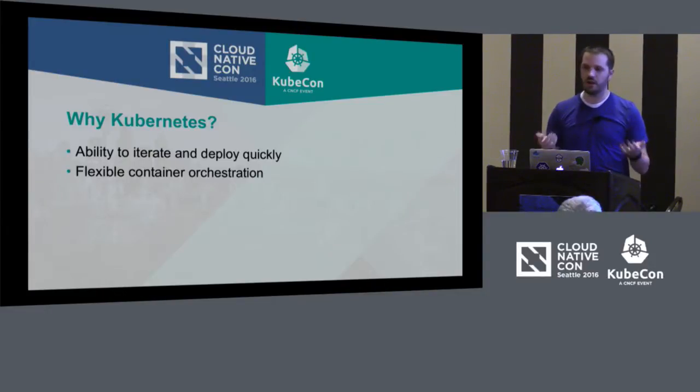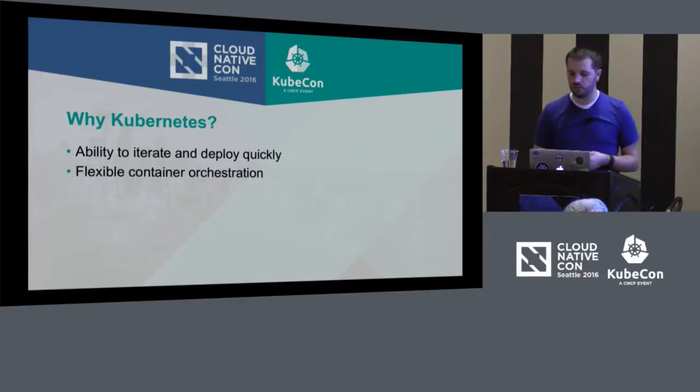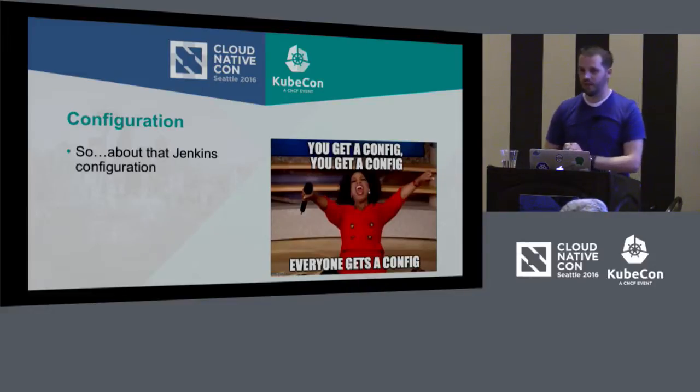When I talk about fast spin-up speeds here, I'm talking like we can spin up Cassandra or Jenkins in about 2 minutes. A minute to 2 minutes. So it's a really quick process once we get it all set up. So first thing, configuration. Now we had to set up Jenkins.